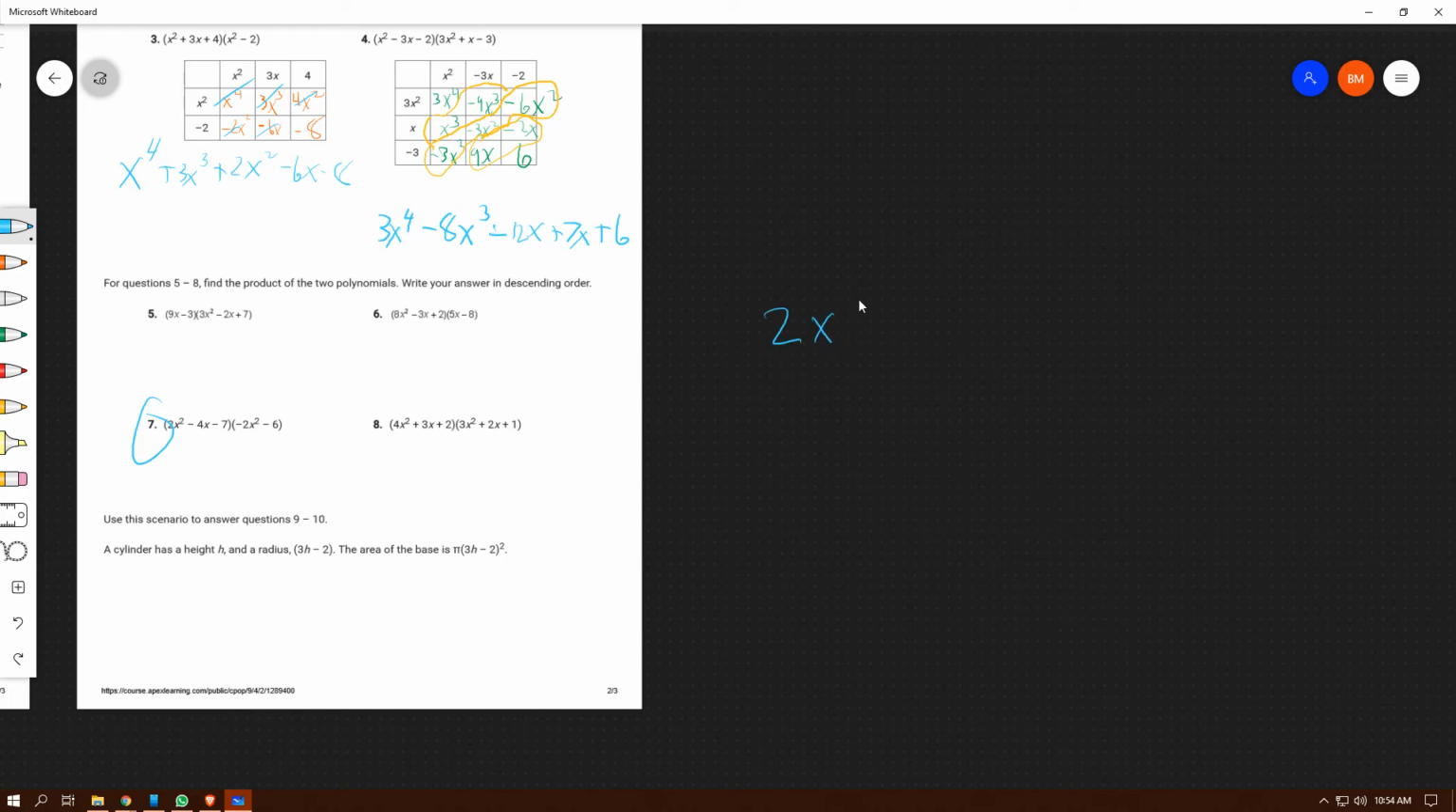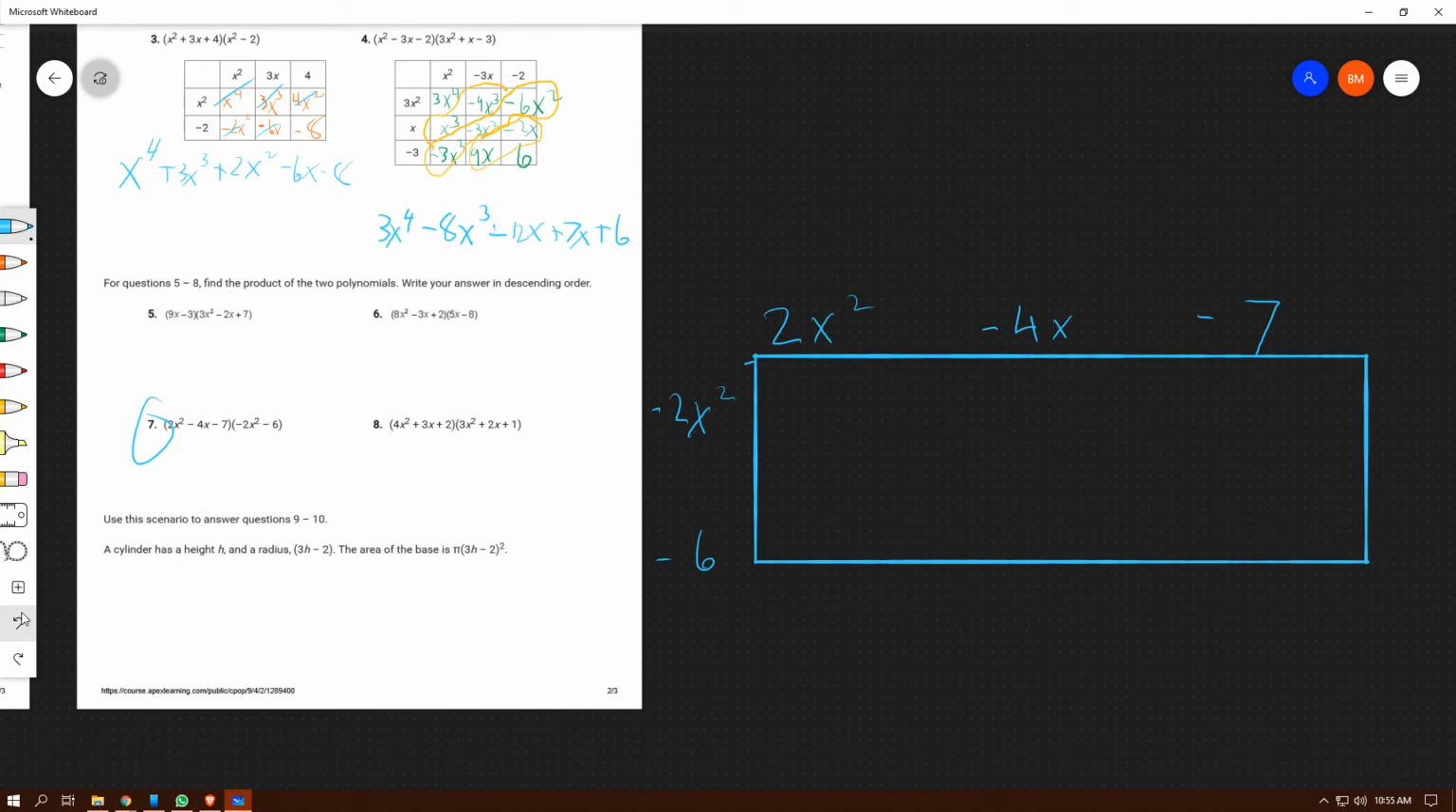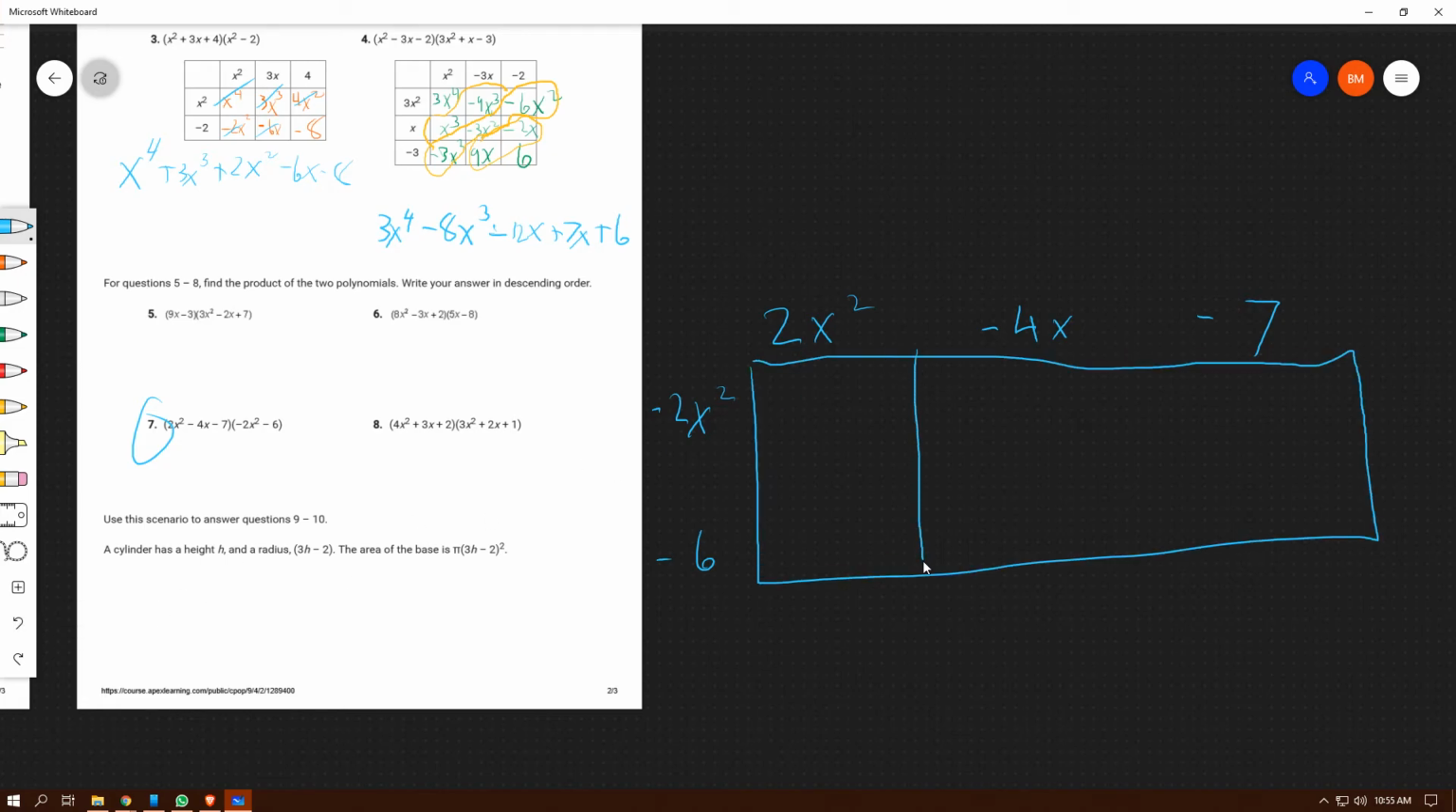So we have 2x squared, negative 4x, negative 7. Then negative 2x squared, negative 6. Draw my box all the way around it. And then I just divide it with however many rows and columns I need. 3 columns, 2 rows. All right, now I'm going to multiply.